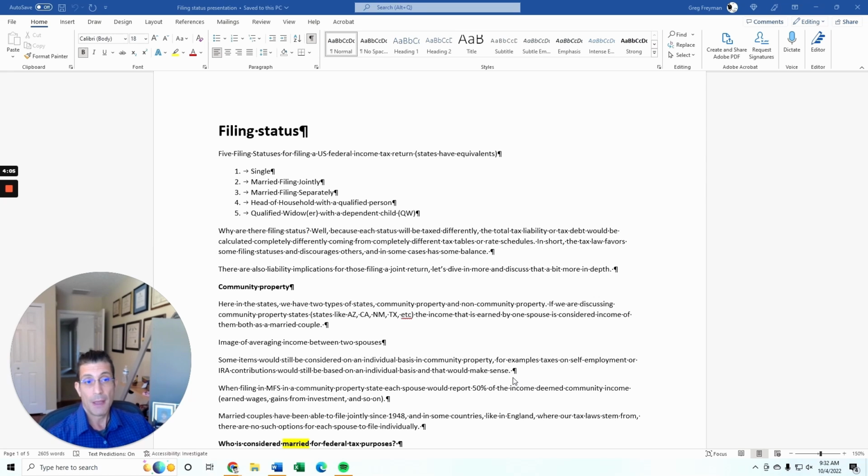In 1948, our tax system was very much like the English tax system, where everybody just filed for themselves. Then they came out with this other system where you were able to average your income and file married jointly, and in a way reduce the tax burden. But it didn't really work out that way. But yep, that's basically what filing statuses are all about and what they're used for.